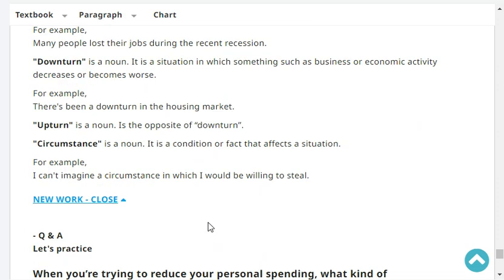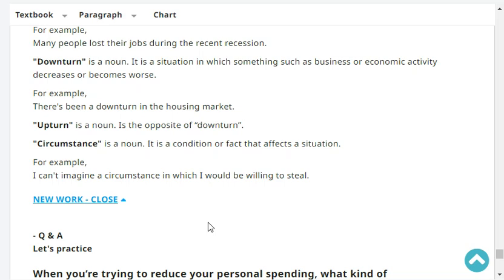Downturn is a noun. It is a situation in which something such as business or economic activity decreases or becomes worse. For example, there's been a downturn in the housing market. Upturn is a noun. It is the opposite of downturn.